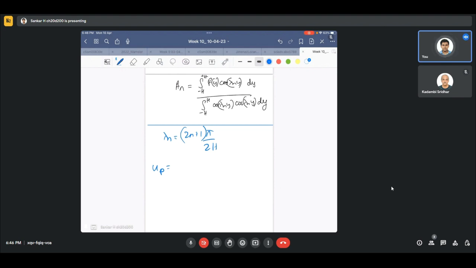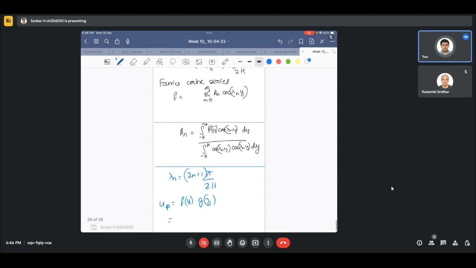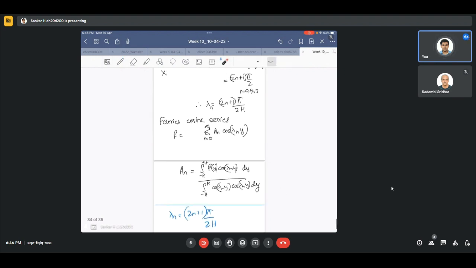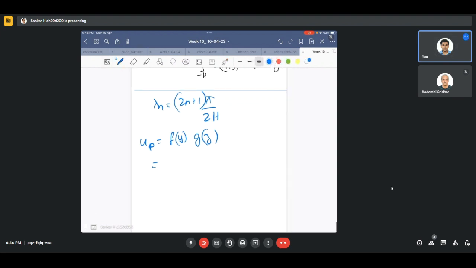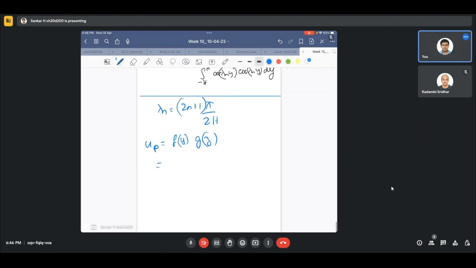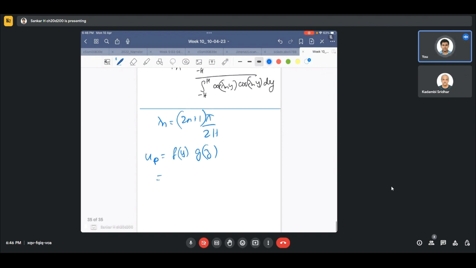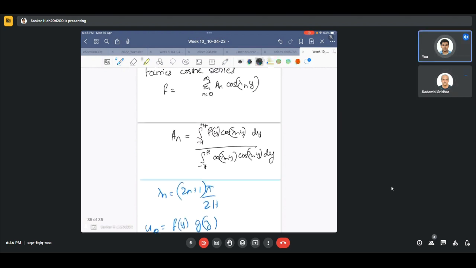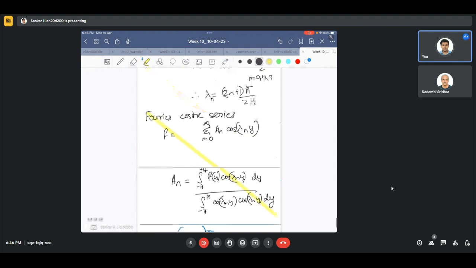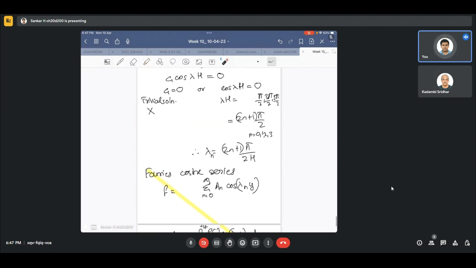Should be equal to f of y times g of z, and we know that f of y is now represented as a Fourier cosine series, which has an infinite number of terms. What is that a_n on top? I'll come back to this particular statement. For now, I'll just cross it out, because I'll just start from here.